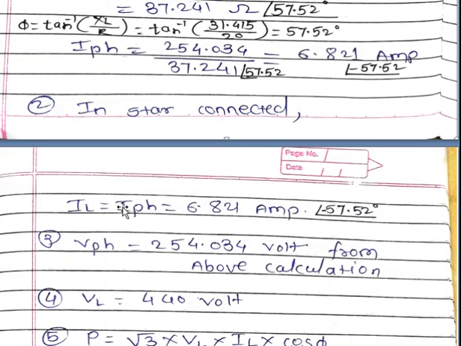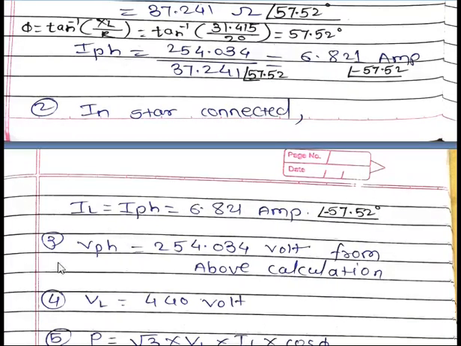Next, IL is equal to IPH. Therefore, the value of IL is also 6.821 ampere at an angle minus 57.52. Now we calculate the value of VPH, which is equal to 254.034 volt. From the above calculation, we already calculated in the above step the value of VPH. Now the value of VL, already given, is equal to 440 volt.